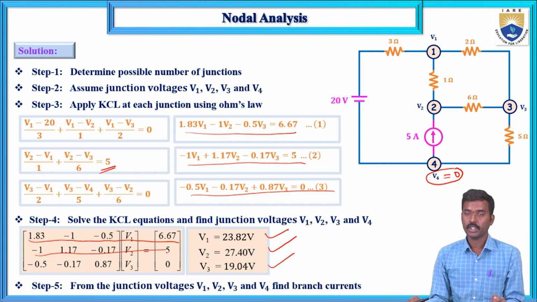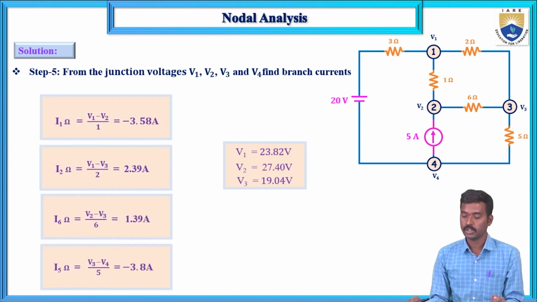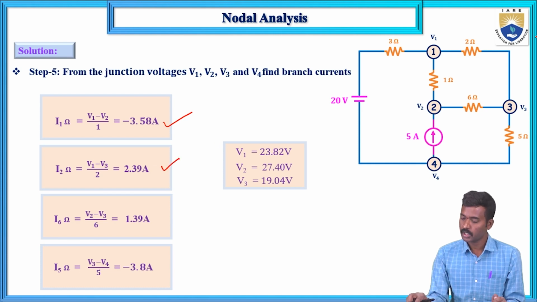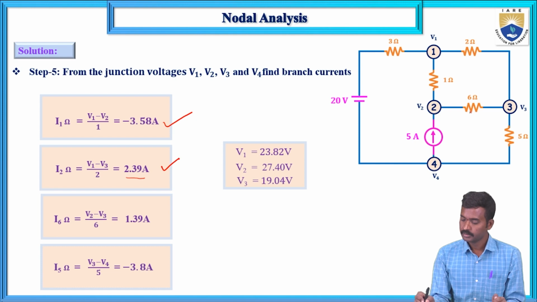So from these junction voltages, calculate the branch currents. So these are the junction voltages. From these junction voltages, this 1 ohm resistor current equals (V1 minus V2) by 1, this one, that is minus 3.54. Substitute this V1 and V2. Next, the 2 ohm resistor current is (V1 minus V3) divided by 2, 2.39. Next, this I6 current is (V2 minus V3) by 6, this one, and I5 current is V3 minus V4. V4 value is 0 now, minus 3.8.